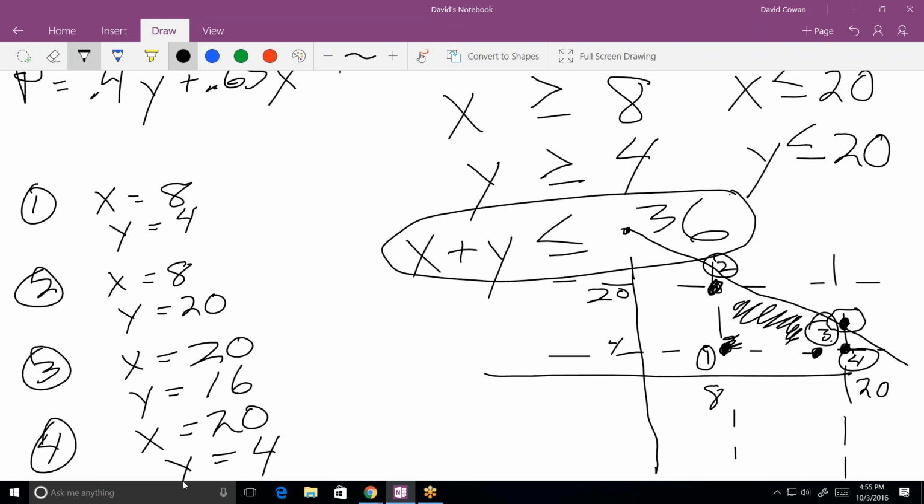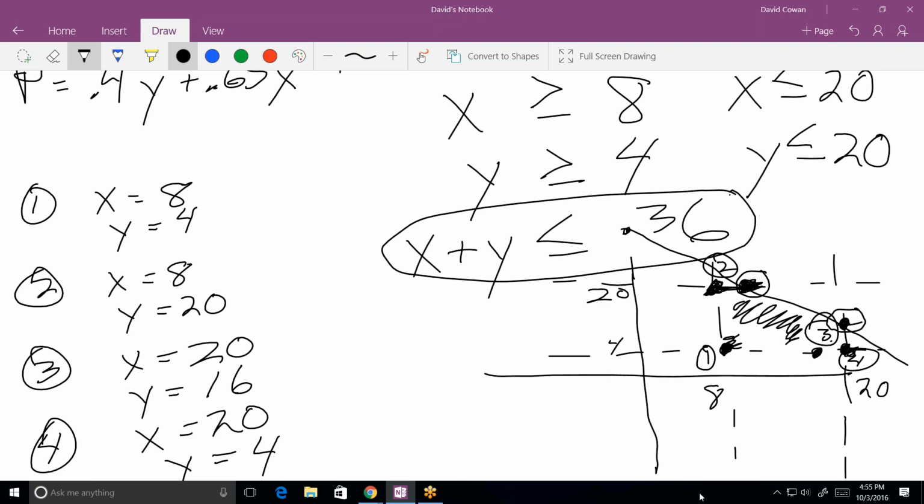And in fact, this is a 5-sided figure. I actually have another vertex right there. I have one here, I have one there, I have one there, I have one there, and I have one there. I have a total of 5 vertexes. Okay. And how do I find that vertex right there?